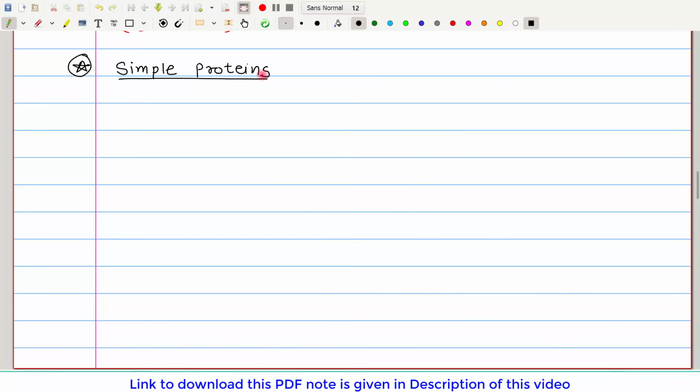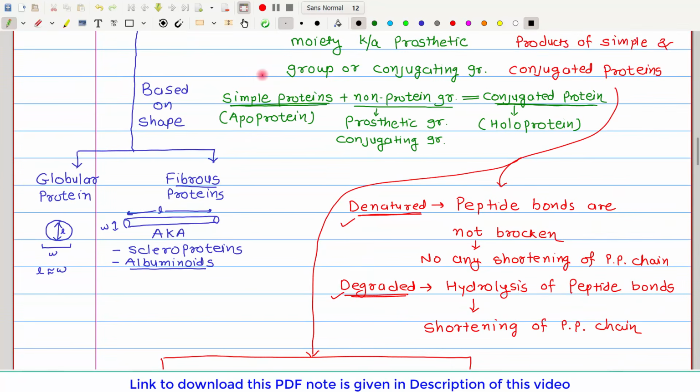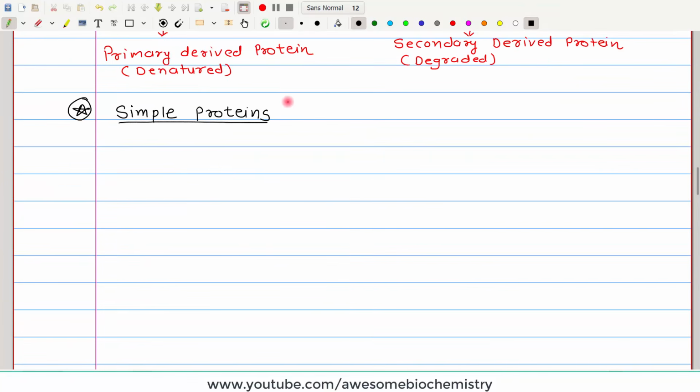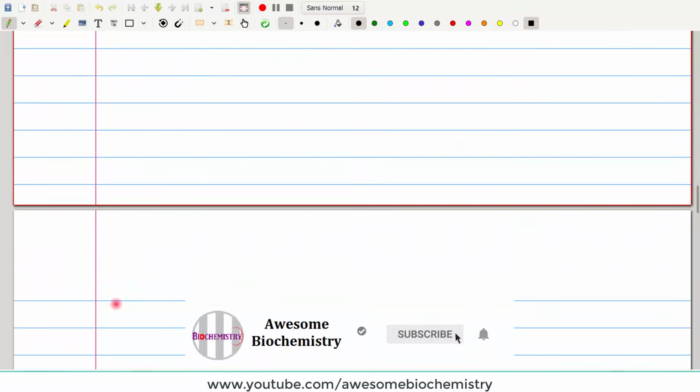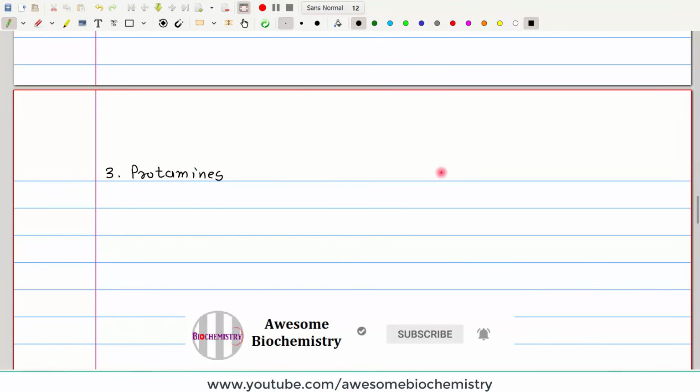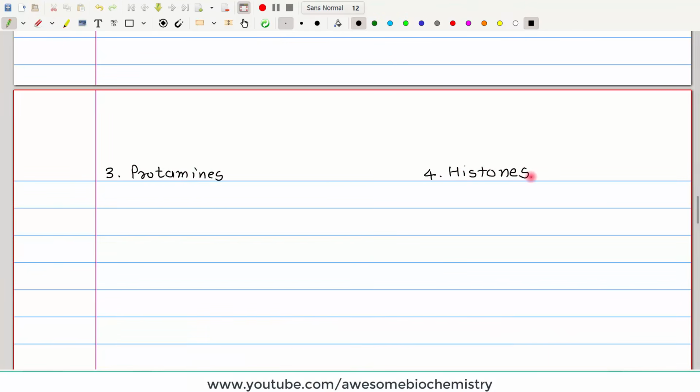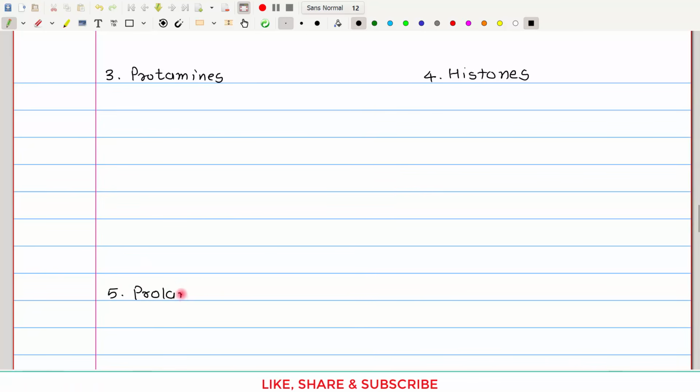So let's first look at the examples of simple proteins. And from the previous discussion, you know that simple proteins are further classified into globular protein and fibrous protein. So, we will first look at the examples of globular protein. We have 6 different examples under globular protein. The first one is albumins, second one is globulins, third one is protamines, fourth one is histones, fifth one is prolamines, and sixth one is glutelins.